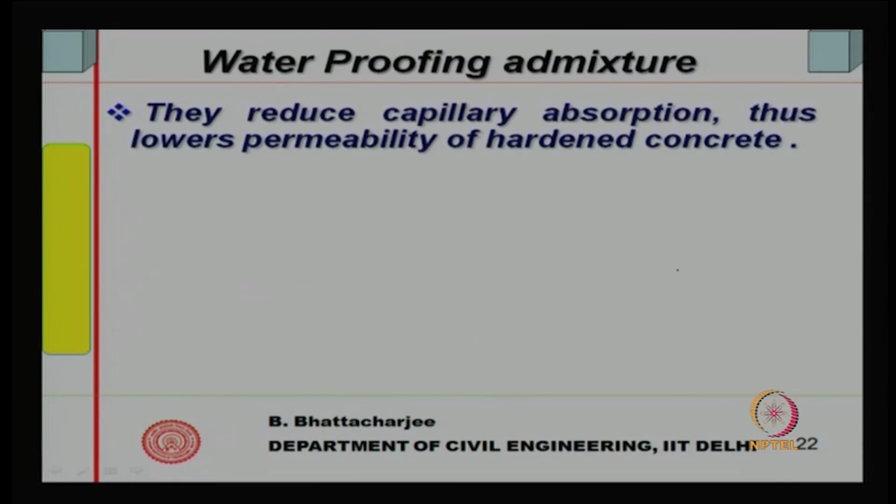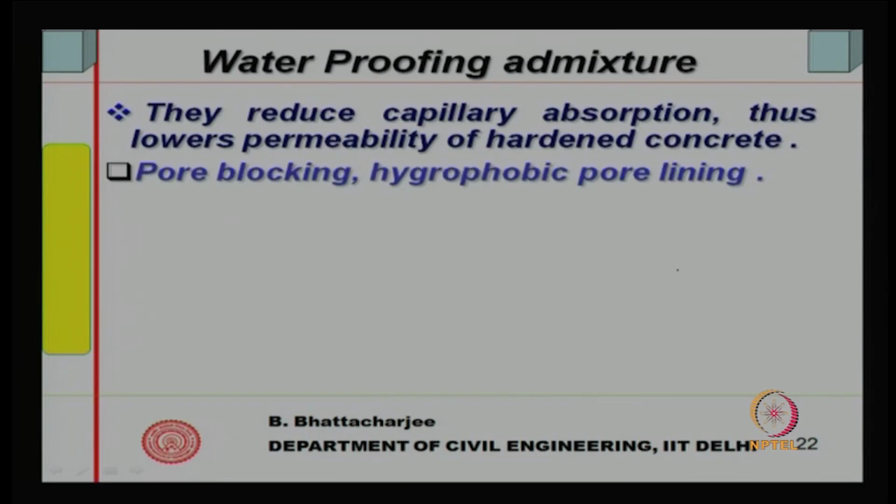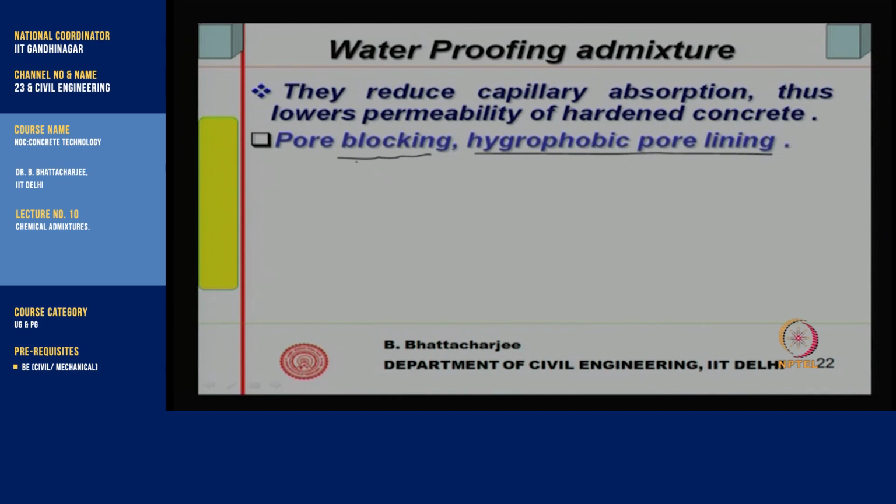Waterproofing admixtures reduce the capillary absorption, thus lowering the permeability of hardened concrete. When you add these admixtures to the concrete system during mixing, in the later stage they act on the capillary pores in some manner and lower the permeability of hardened concrete. They can be of this kind: pore blocking treatment or hydrophobic pore lining treatment. So, pore blocking treatment or hydrophobic, that is water repelling, pore lining treatment.